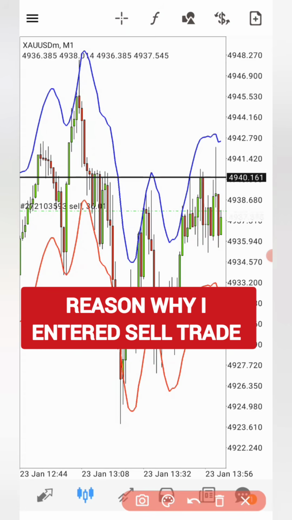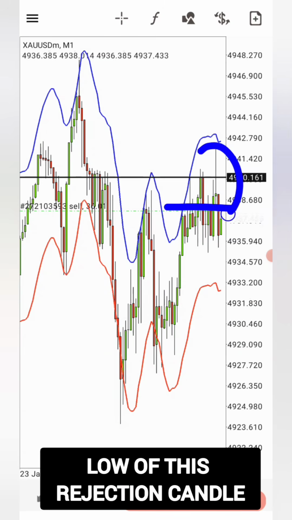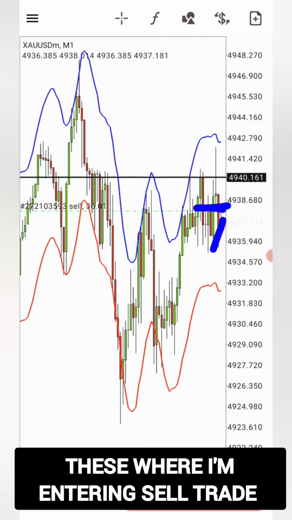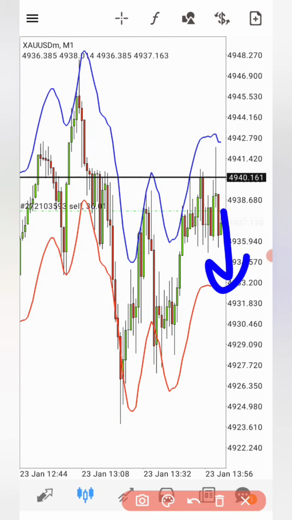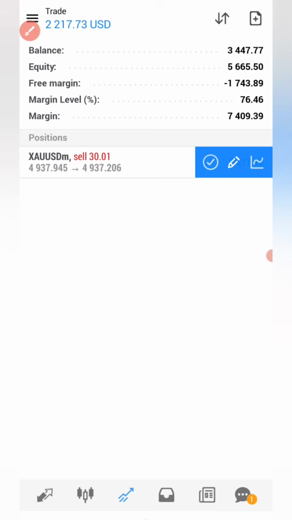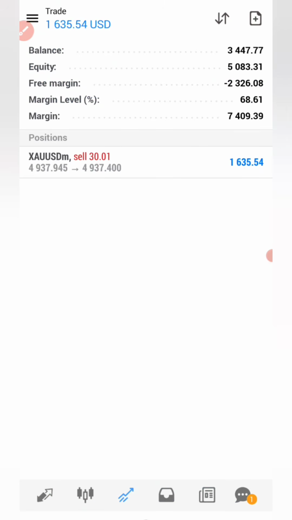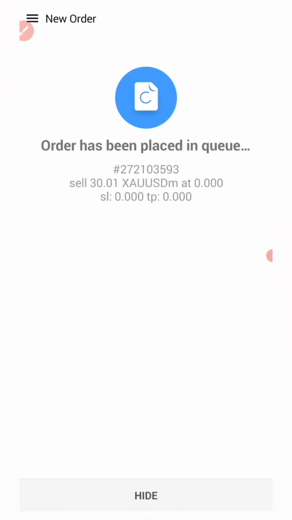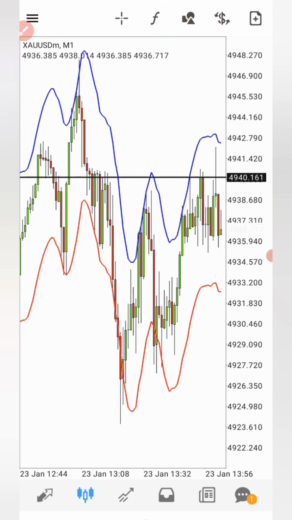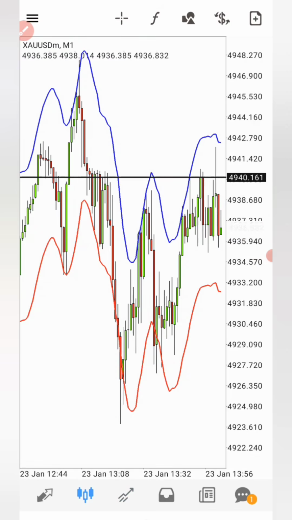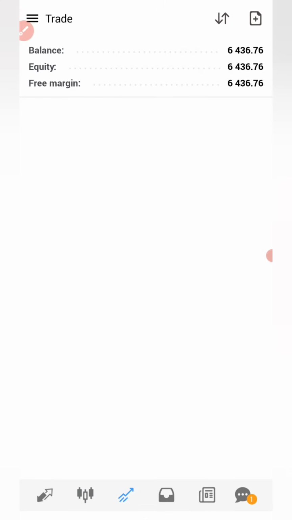So the reason I entered this actual sell trade, you can see the low of this rejection candle, right? When gold came to it this way, I'm entering this actual sell trade, so that when it starts to reject, even if it comes down here, I will still be in good profit. So I just want somewhere around $2,000, will be okay. $3,000, guys. So we just made $3,000 from this actual trade. So that's still okay. I'm still okay with that.